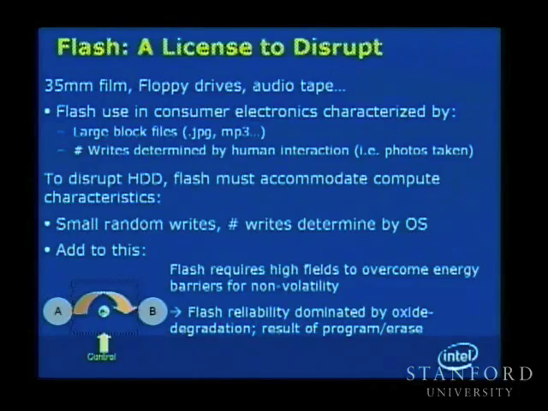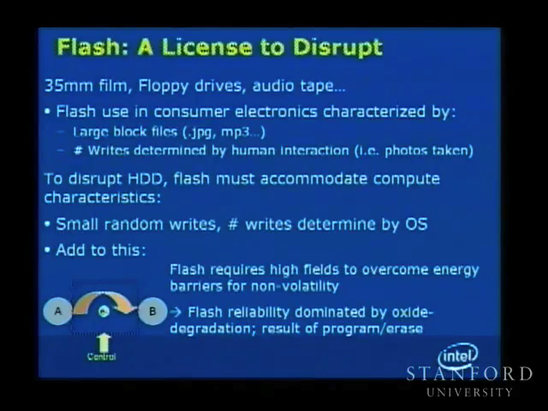But if we want to get into compute applications, if you really want to disrupt the hard disk drive, then flash has to accommodate the compute characteristics. And what does that mean? It means small random writes, so it's not a large block file. You're talking about 4K sector writes as a typical number. The number of writes is now determined by an OS that can be issuing paging files and all sorts of things at a much faster rate than any of us could by taking pictures or doing downloads.